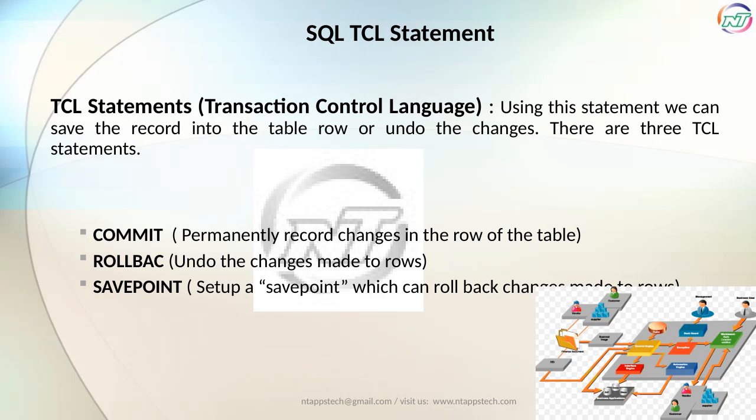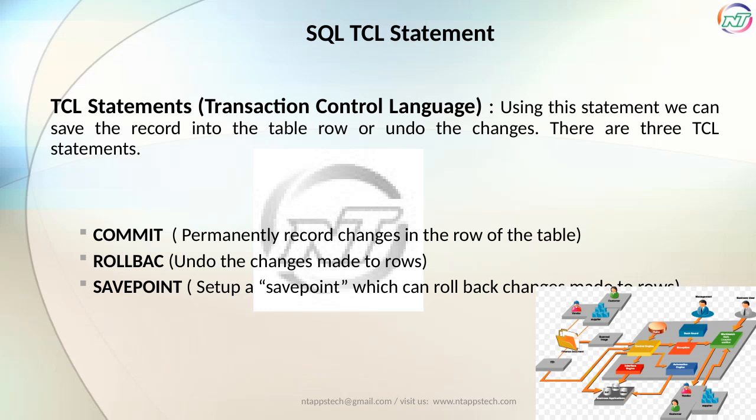Transaction Control Language, or TCL, helps us manage changes made to the data in a database. There are 3 important statements in TCL we use to control these transactions. The commit statement makes any changes permanent, saving the records to the table. If we decide we don't want to keep those changes, we use rollback to undo them, returning the data to its previous state.